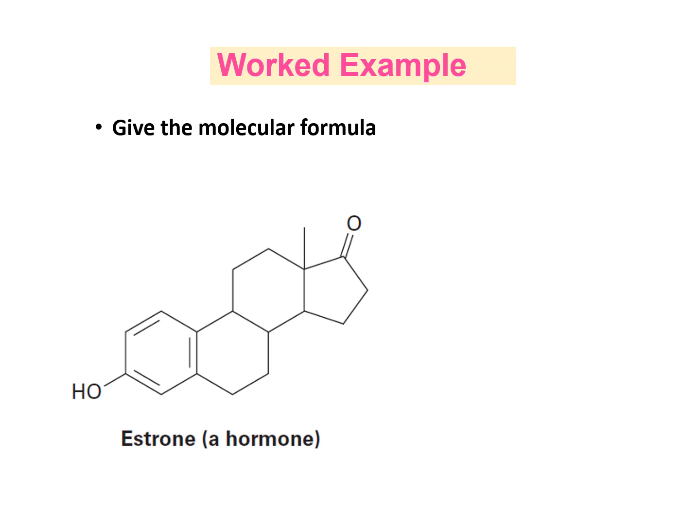It's asking you to give the molecular formula of this estrone, a hormone. So what you need to do is count the number of carbons and the number of hydrogens that are attached, and also the number of oxygens. Okay, so let's draw out the hydrogens, because you can count the carbons, or maybe we can highlight the carbons with red. So we have 1, 2, 3, 4, 5, 6, 7, 8, 9, 10, 11, 12, 13, 14, 15, 16, 17, 18. Okay, so I have 18 carbon atoms.